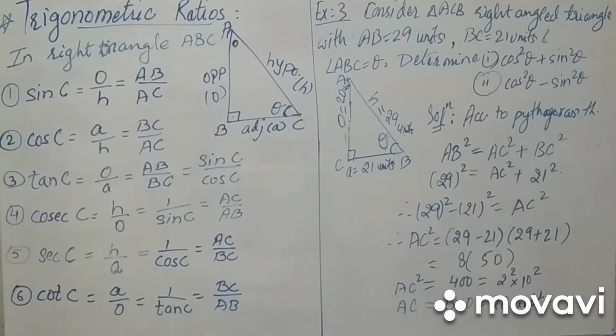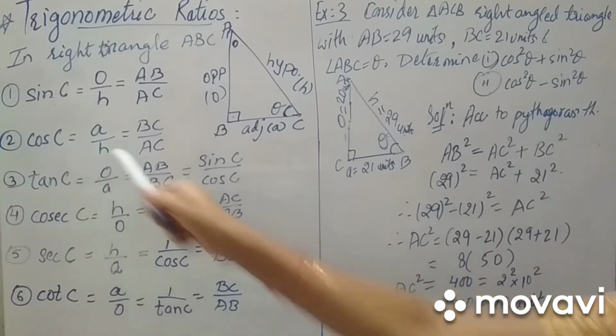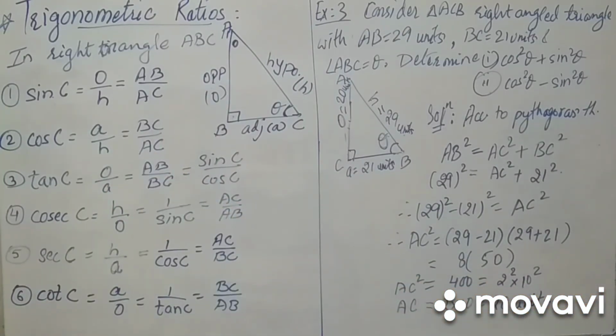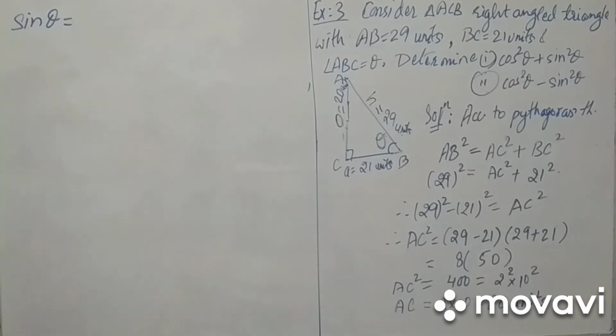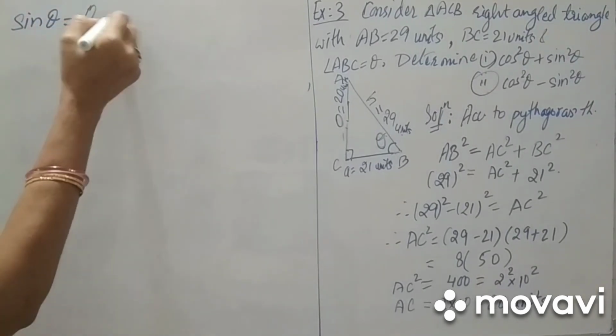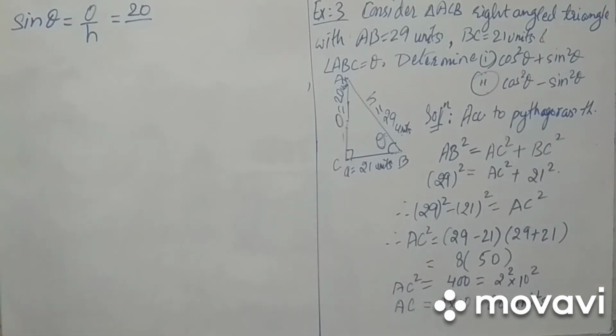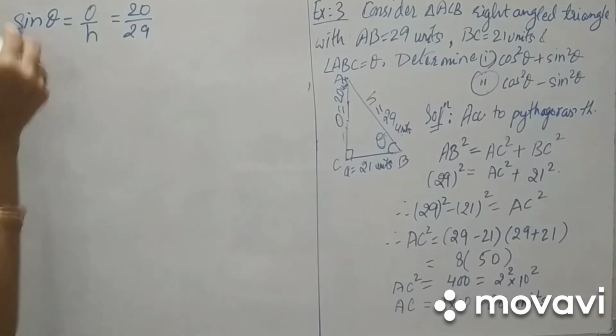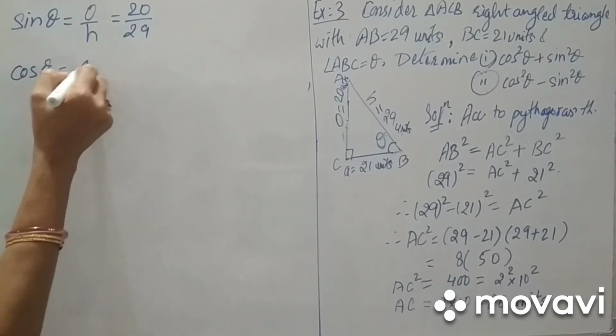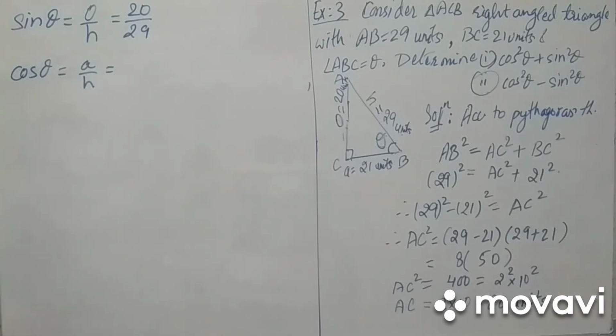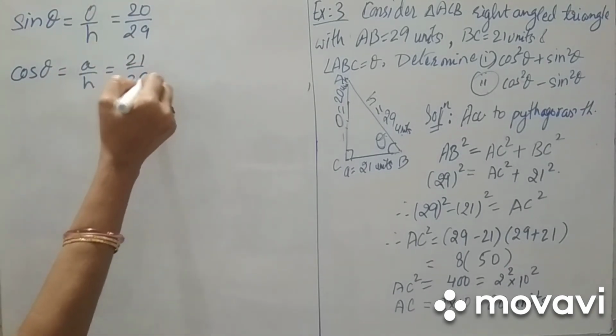This much understood? Okay. Now, use it. Cos theta means A upon H, and sin theta means O upon H. We will find this basic one and then we will solve it. Sin theta means O upon H. So, opposite is 20 and hypotenuse is 29. Same way, cos theta is equal to A upon H, A means 21 upon 29.